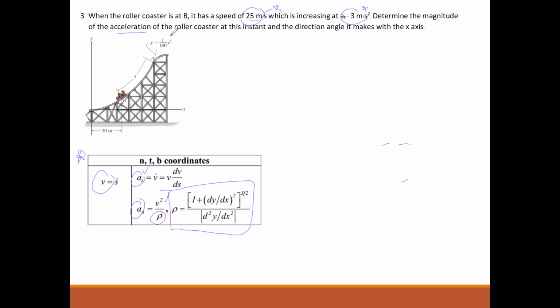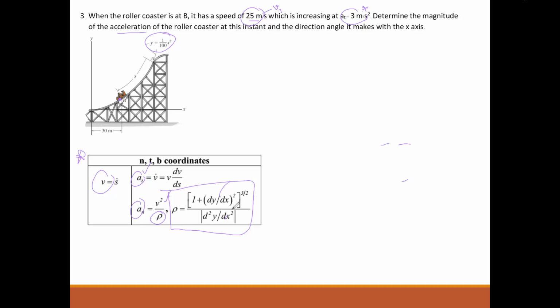We already know the path equation, that is y equal to x squared over 100. The radius of curvature is determined from this formula, where you have to determine the first derivative of y with respect to x and the second derivative of y with respect to x. We require these two terms and then substitute in this formula, and you obtain the radius of curvature.